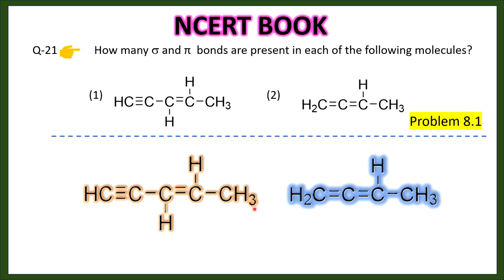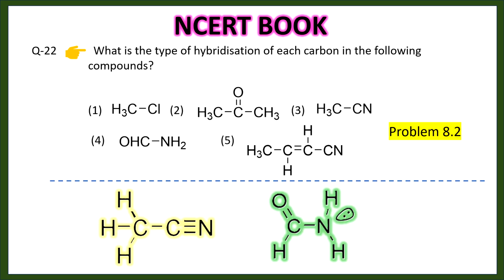So 11 atoms means 10 sigma bonds definitely, and you could see here 2 pi bonds and 3 pi bonds, so 10 and 3. In these cases, 10 atoms means 9 sigma bonds and 2 pi bonds here, so 9 and 2. Now question number 22, what is the type of hybridization of each carbon in the following compounds?